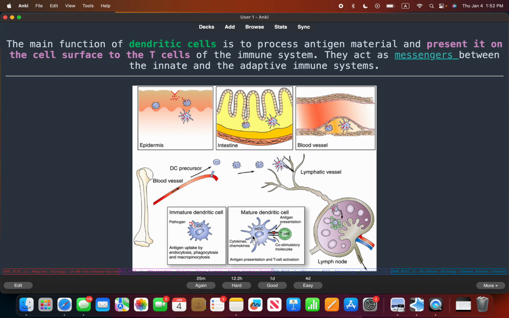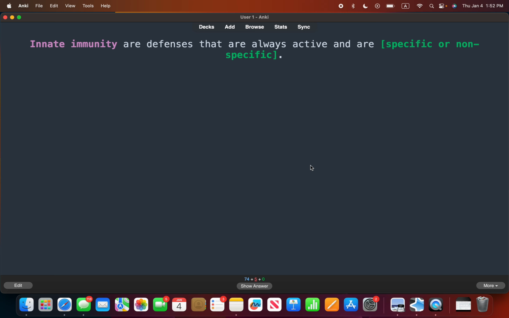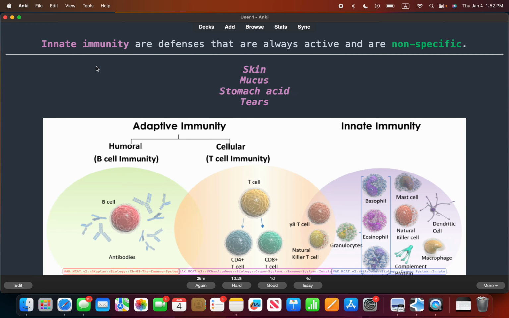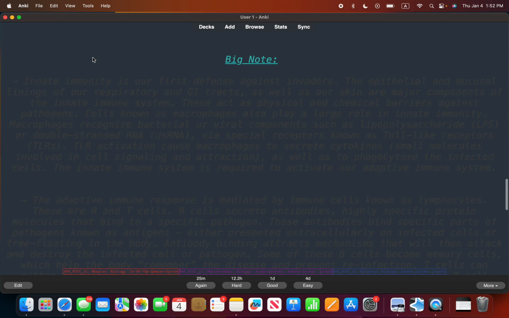So the main function of dendritic cells is to present the antigen to the T cell. So they process antigen material and present it on their cell surface to the T cell. Innate immunity are defenses that are always active and they are non-specific. It's like skin, mucus, tears.